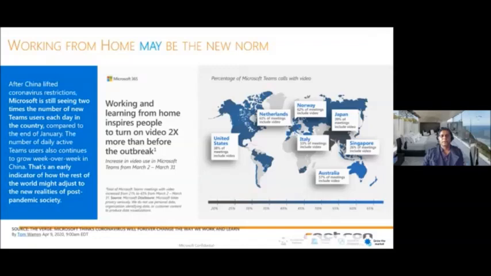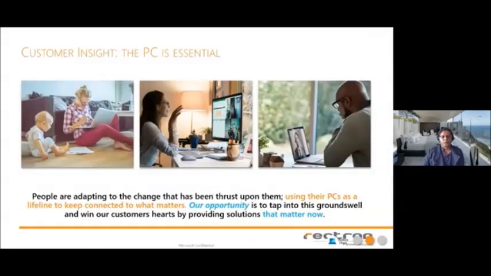Working from home may be the new norm, as we call it. Like I told you earlier, the PC is now becoming essential for me, and I think for many of us in our families, it has. What I really wanted to show on this slide was that there is an opportunity today for us to address this groundswell. And we have to lead with providing solutions that matter now.